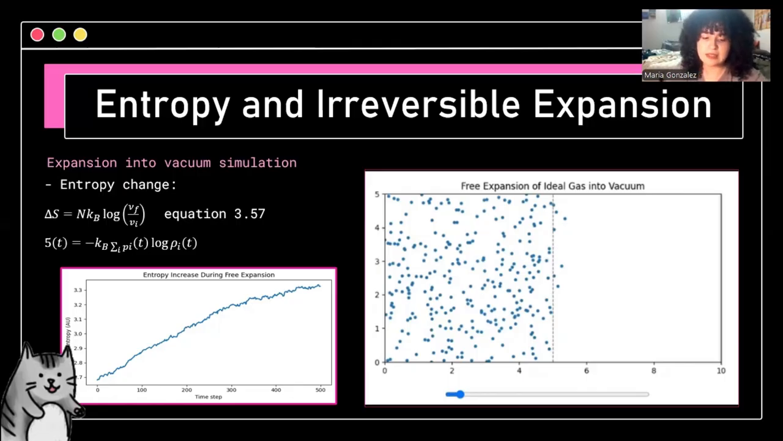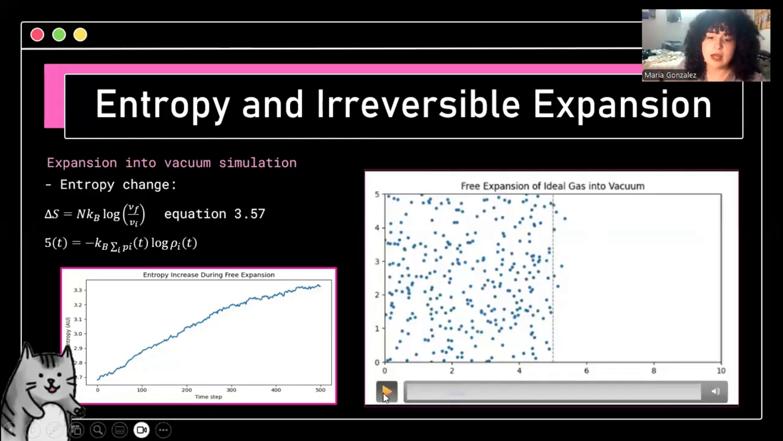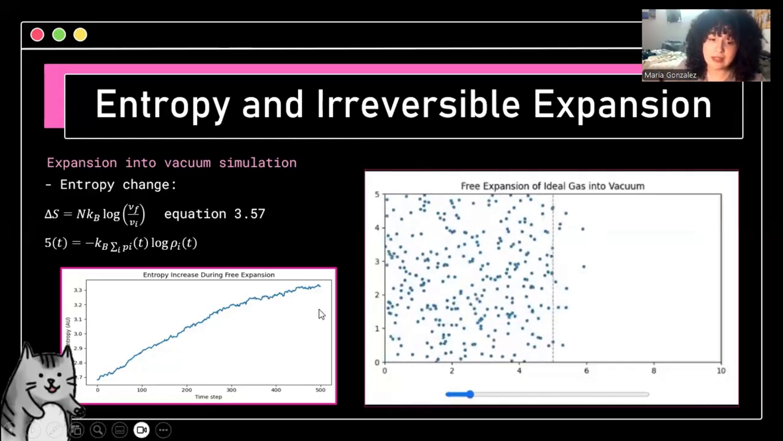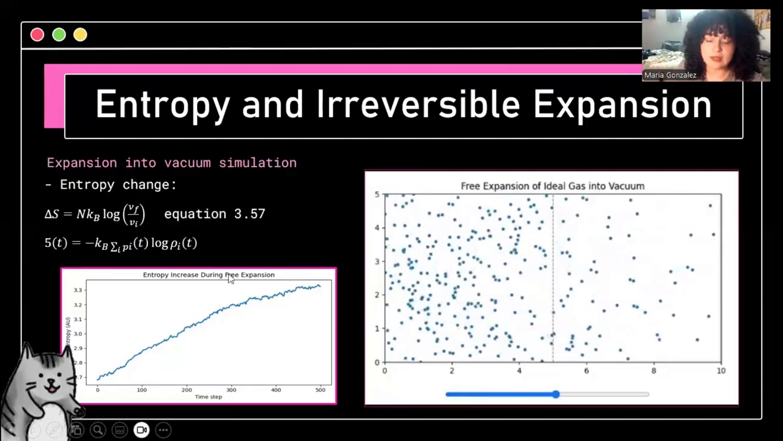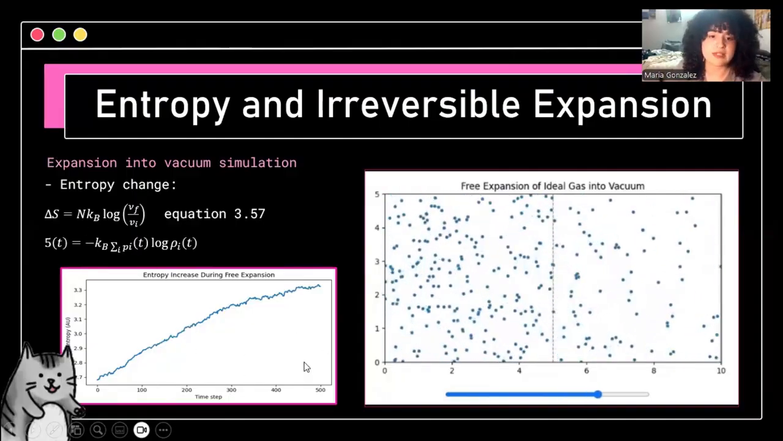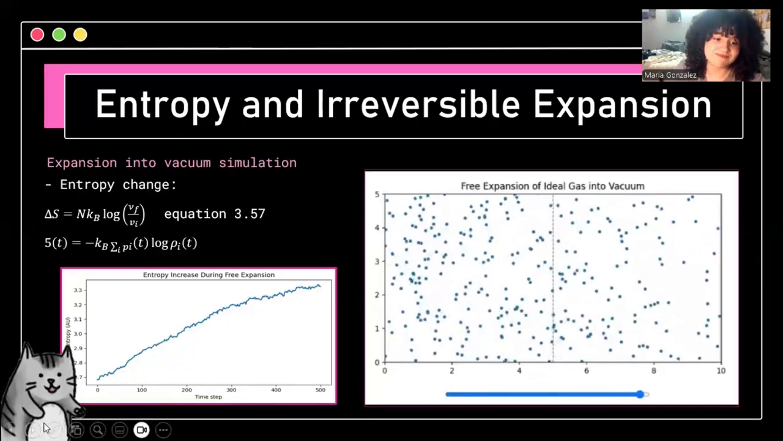So the simulation makes this abstract idea of expansion more visible, and I just wanted to be able to do that. I also prepared a little graph here, which illustrates how, in this same system, the entropy is actually increasing. I used this equation right here to compute it, which I think is super cool.